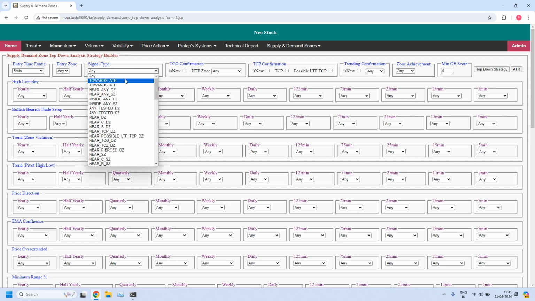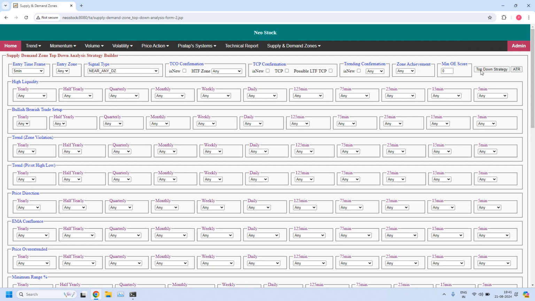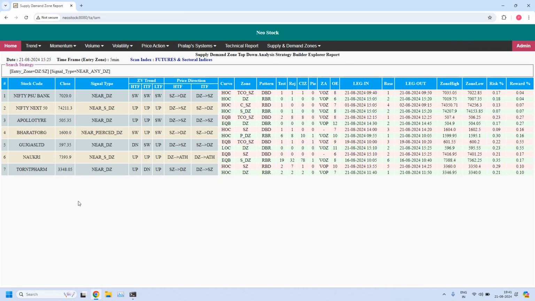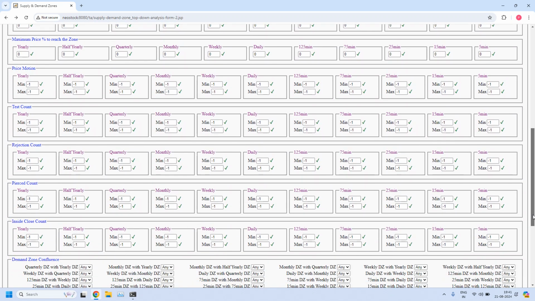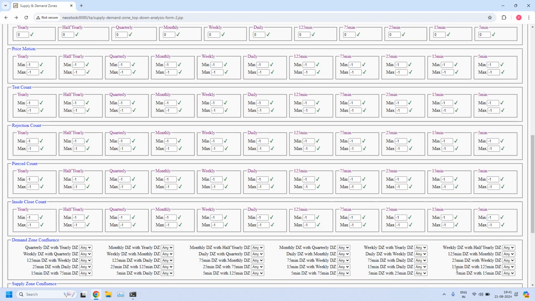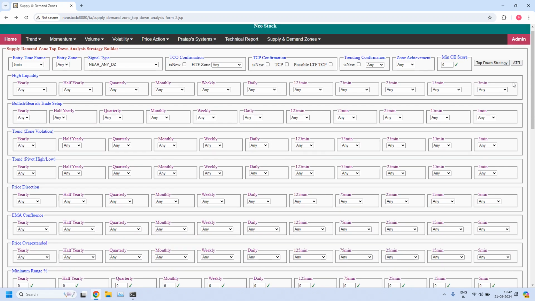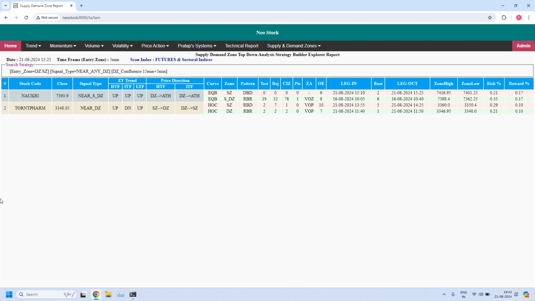Let us identify the stocks near 5 minutes demand zone. 7 stocks are filtered. And let's verify how many of these stocks demand zones are having confluence with 15 minutes time frame. Demand zone confluence. So 5 minutes demand zone with 15 minutes demand zone confluence enabled. That is LTF and ITF confluence. So 2 stocks are filtered. In that this one is already pierced.